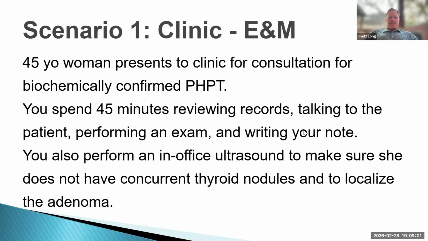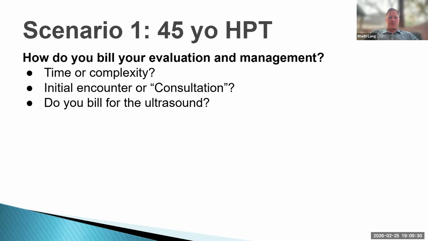Yeah, so I think that first and foremost, in selecting an E&M code, whether you're billing for time or for complexity, based upon time you're probably going to end up billing a 99204 code, unless you are somebody more accustomed and familiar with billing consultation codes. But in general, I would bill a 99204 with a modifier 25 to account for the fact that we're doing an in-office ultrasound, and then I would bill the ultrasound as a 76536.